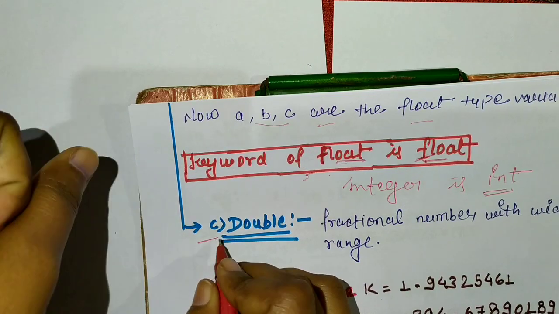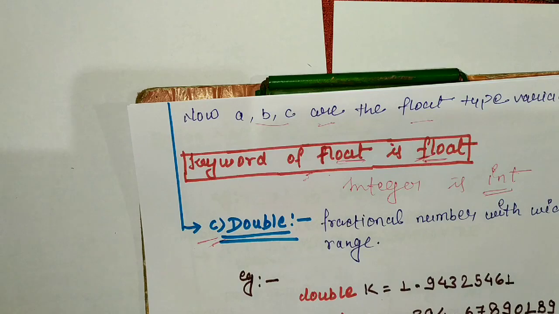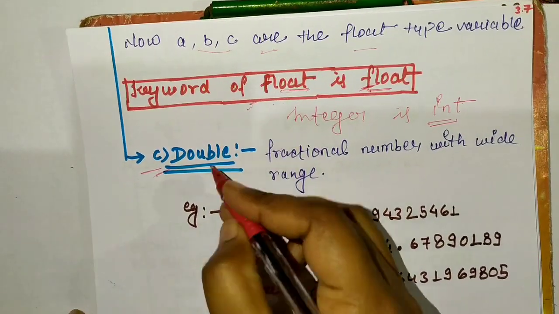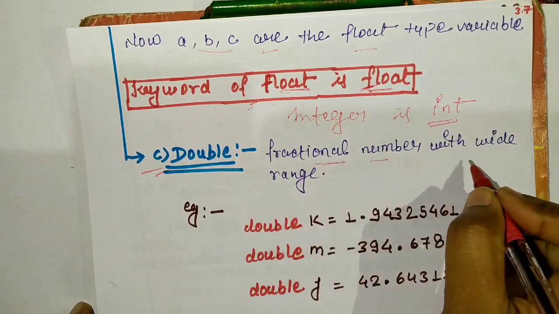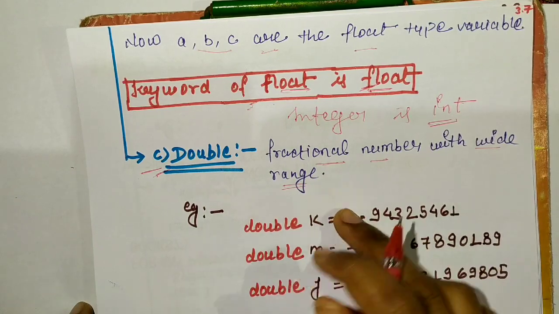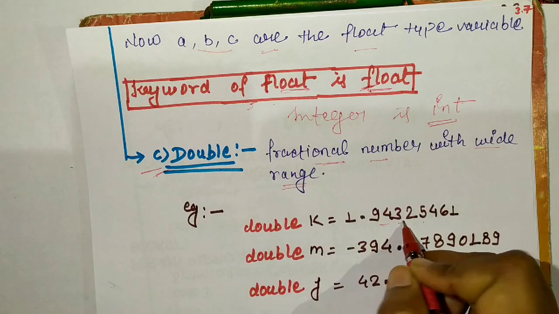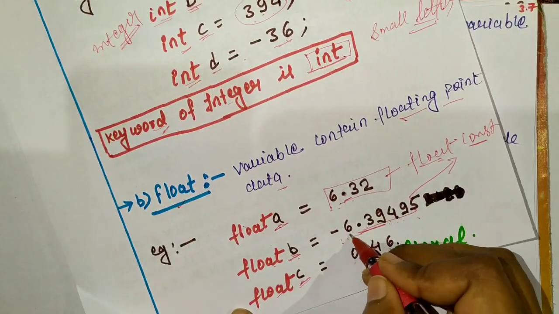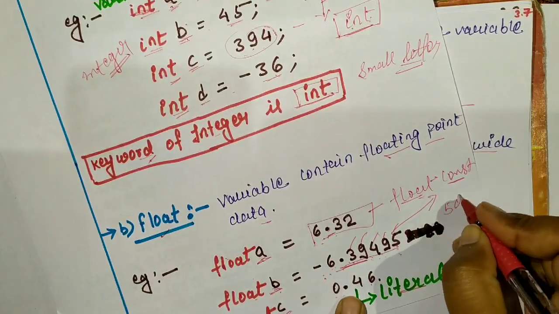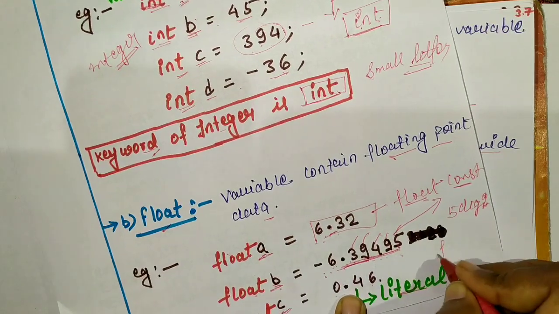So the next and last primitive data type is double. Primitive means numeric. The last numeric data type is double. It also contains a fractional number but with a wider range. A float contains only 7 digits. The example of float is 6.39495, which has 5 digits after the point. So it is a float.